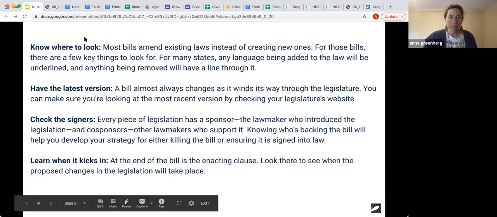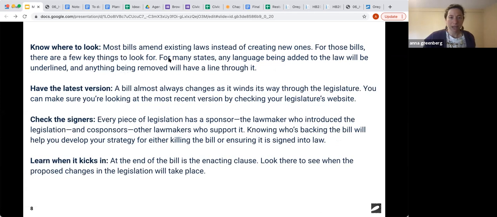Something to think about is that many bills actually amend existing laws instead of creating new ones. There are some key things to look for, and I'll show an example of a bill, but a lot of times there are ways that language is noted, whether something is being added or removed. It's not often a law from scratch.